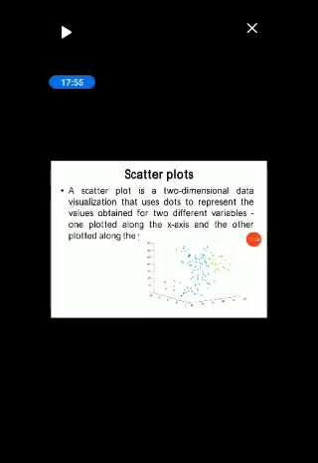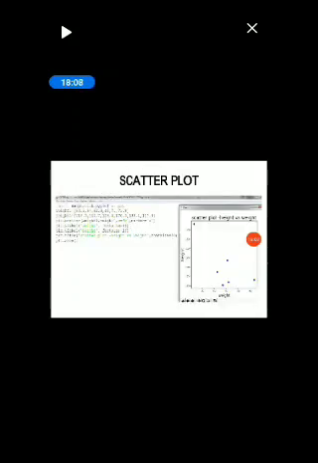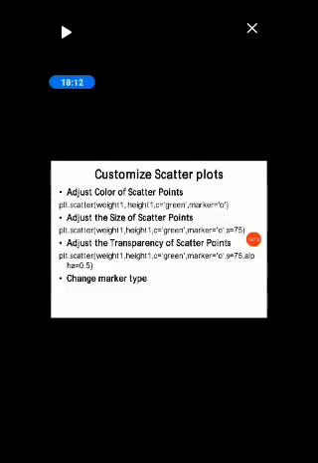Then we have scatter plot, which is a two-dimensional data visualization that uses dots to represent the values obtained for two different variables, one plotted along the x-axis and the other plotted along the y-axis. Here is the sample program for scatter plot. You may customize the scatter plot: you may adjust the color of scatter points, the size of the scatter points, transparency, and you may change the marker type.